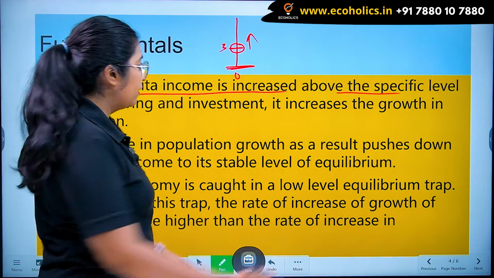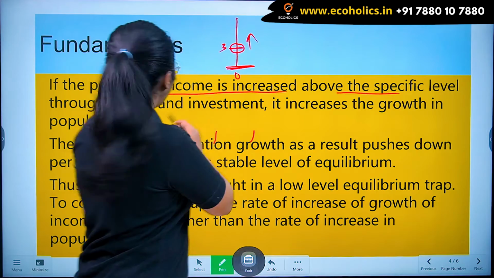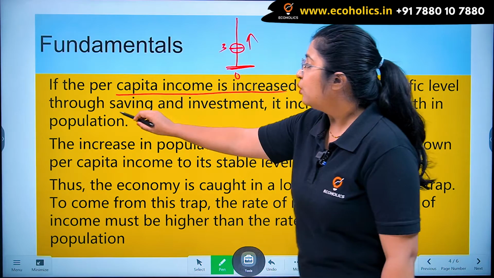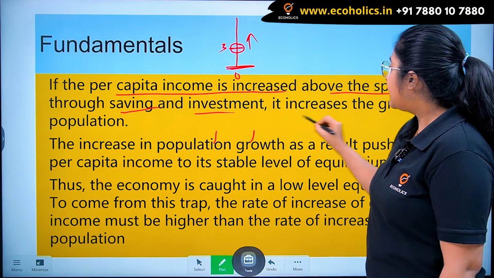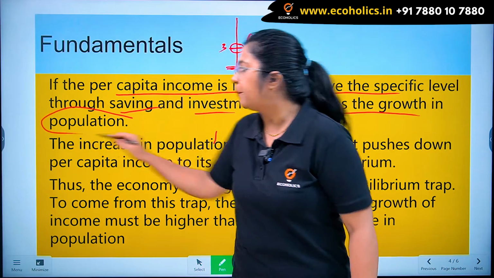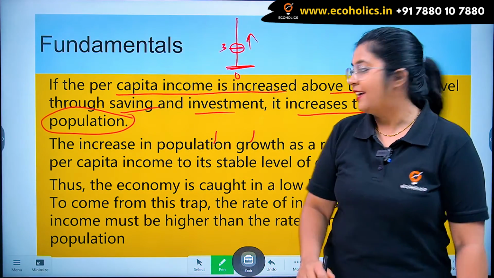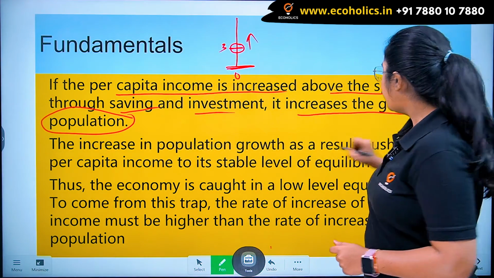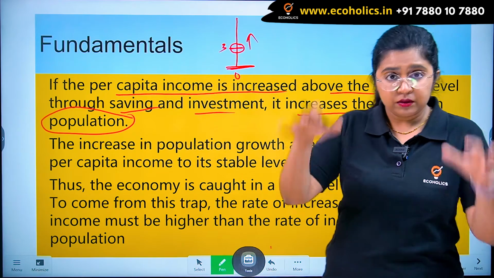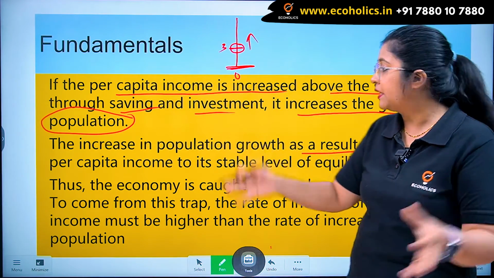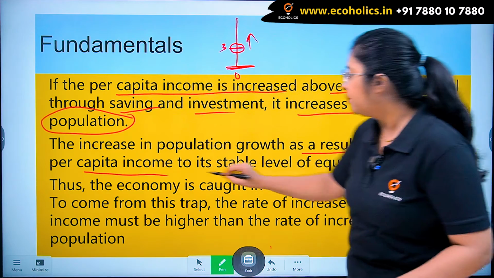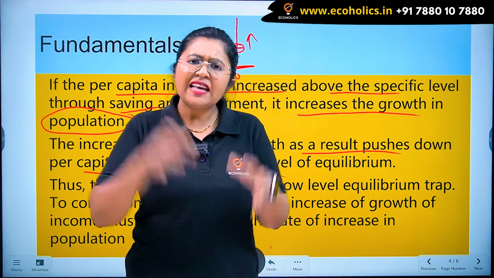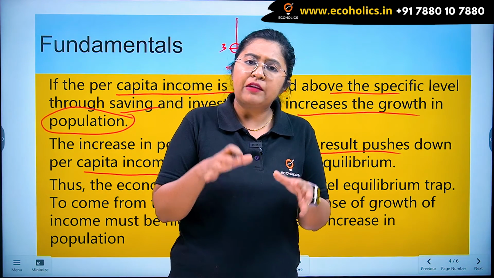So what happens here is that when the per capita income goes beyond the specific level, through saving and investment, it increases the growth in the population. Now, population has started to increase. What will happen when there's an increase in this population? The increase in the population growth will push down the per capita income to again that same stable equilibrium level. Why is this income level being pushed down?